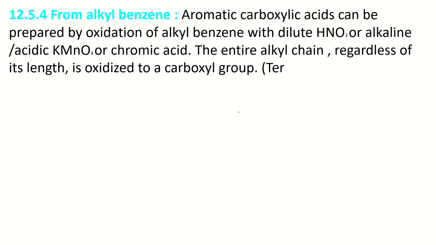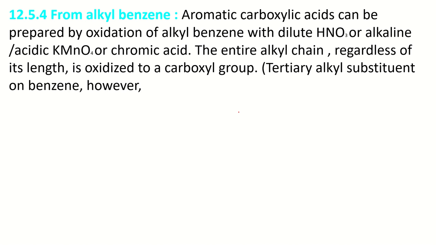Aromatic carboxylic acid can be prepared by the oxidation of the side chain of alkyl benzene with dilute HNO3, alkaline or acidic KMnO4, or chromic acid. The entire alkyl chain, regardless of its length, is oxidized to the carboxyl group. With a condition: a tertiary alkyl substituent on benzene, however, is not oxidized.